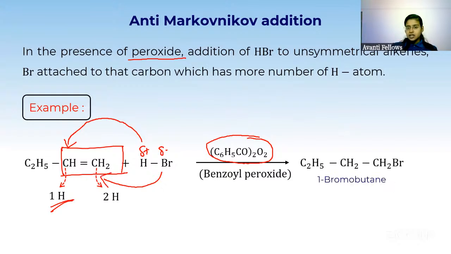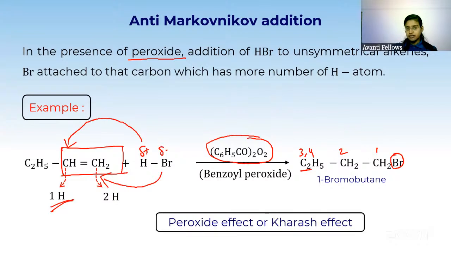Okay. C2H5, CH2, CH2, Br. So it is numbered 1, 2, and here we have 2 carbon, right? So third carbon, 4 carbons are there. So it is 1-bromobutane. 1-bromobutane. So this is also called as peroxide effect or Kharasch effect. Okay? Peroxide effect or Kharasch effect.